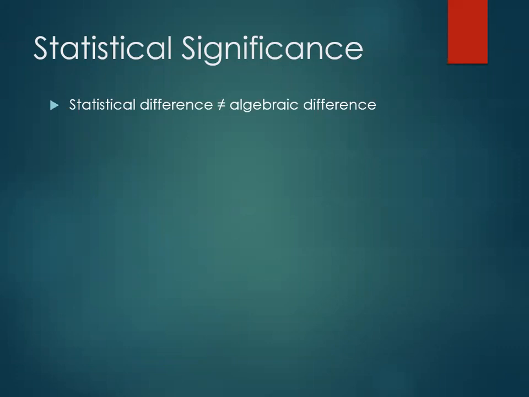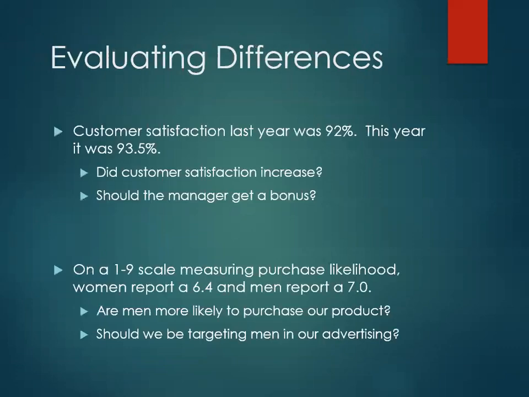An algebraic difference means that the two numbers are just not the same. If we look back at these two examples, customer satisfaction last year was 92%. This year it's 93.5%. There is an algebraic difference there. 92 is not the same number as 93.5. Women had a mean of 6.4, men had a mean of 7.0. There is an algebraic difference here. 6.4 is not the same number as 7.0.